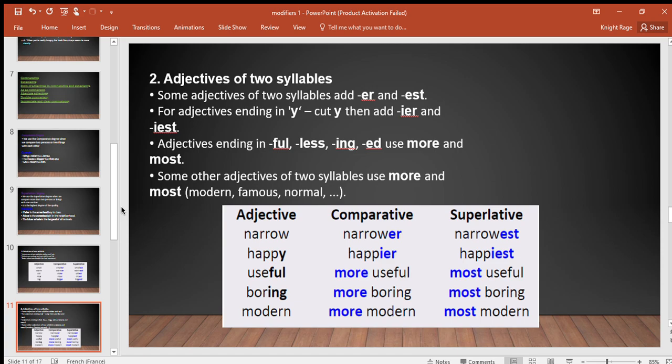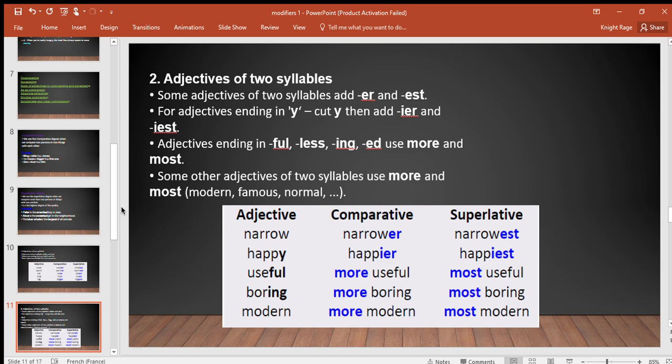Some other adjectives of two syllables use more and most, like modern. I don't say moderner, even if it has only two syllables. I say more modern. I don't say famouser. I say more famous. I don't say normaler. I say more normal. Some examples: narrow, narrower, narrowest.